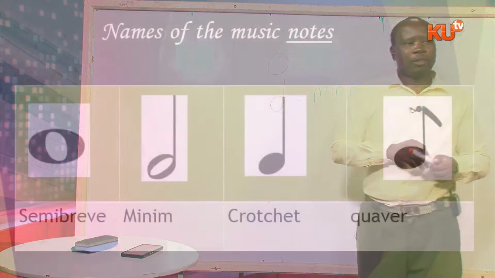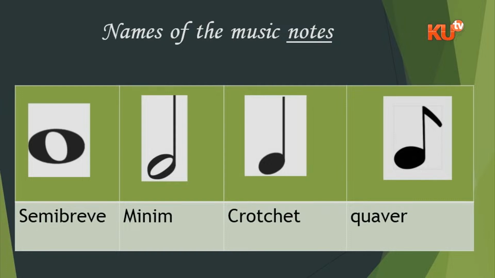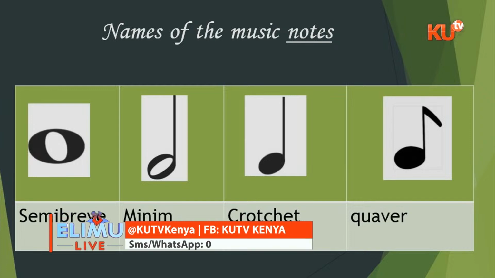So from minim, we have the third music note. It resembles minim, but it is shaded inside. This shaded one is called a crotchet. It is called a crotchet, is the third one. And then we have the last one.